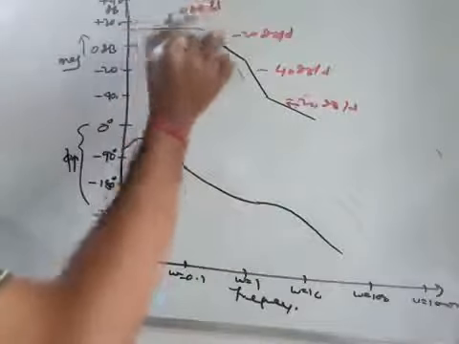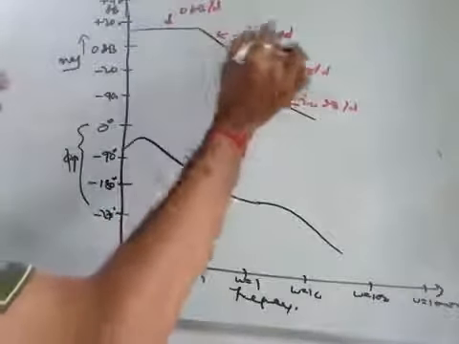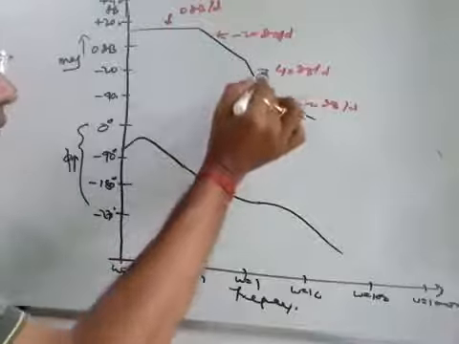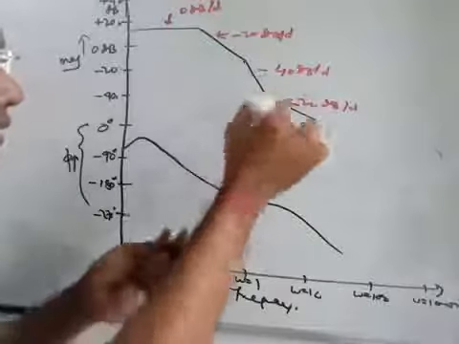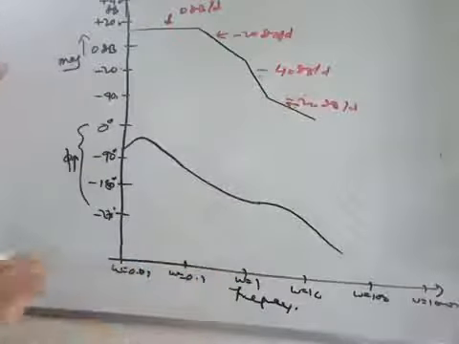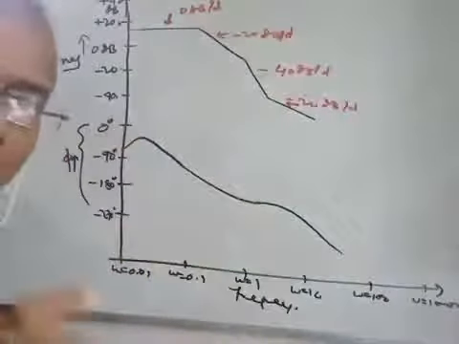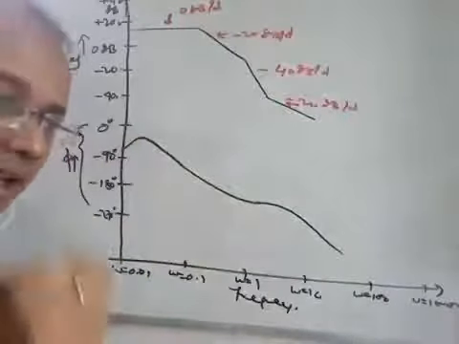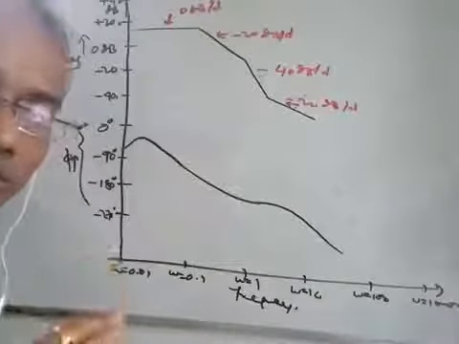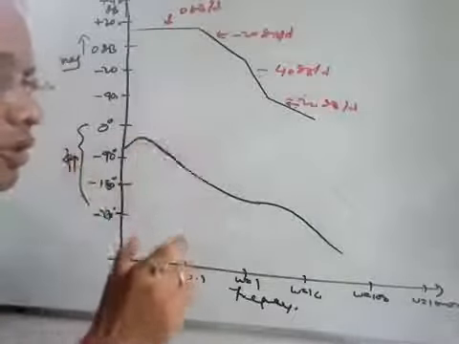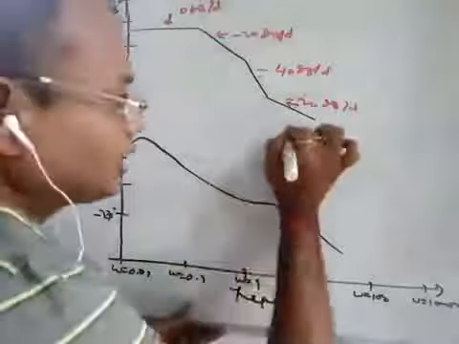This is a line with 0 dB per decade, this is minus 20 dB per decade, this line slope is minus 40 dB per decade, and this line is minus 20 dB per decade again. Now the main purpose is to get the gain margin, phase margin, gain crossover frequency and phase crossover frequency. So before going to get these values, first of all I will define what they are.